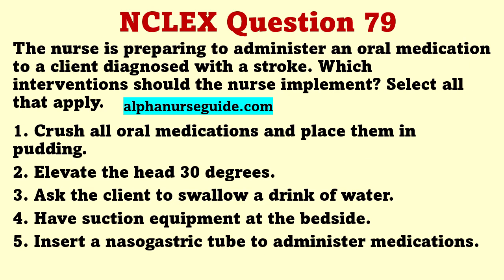The nurse is preparing to administer an oral medication to a client diagnosed with a stroke. Which intervention should the nurse implement? Select all that apply. 1. Crush all oral medications and place them in pudding. 2. Elevate the head 30 degrees. 3. Ask the client to swallow a drink of water. 4. Have suction equipment at the bedside. 5. Insert a nasogastric tube to administer medications.